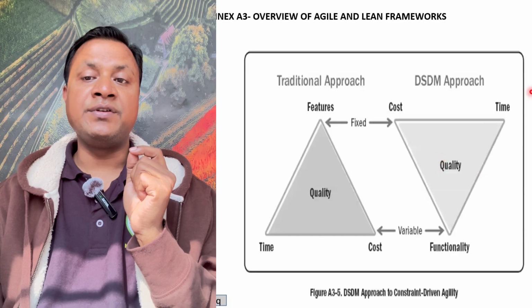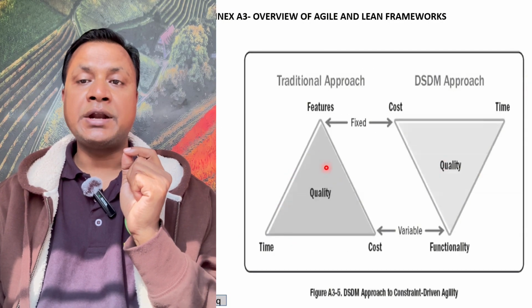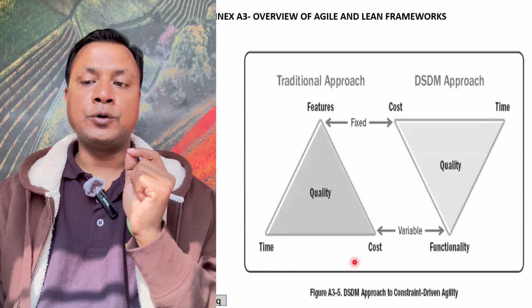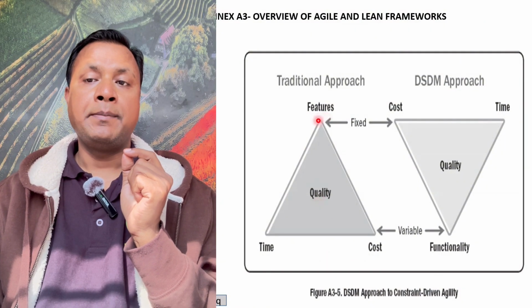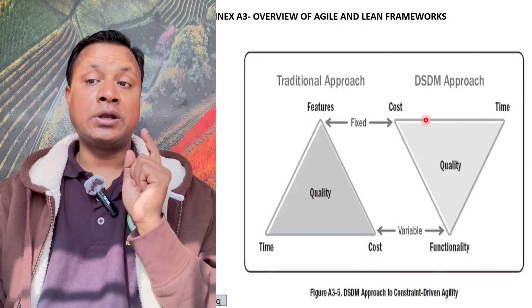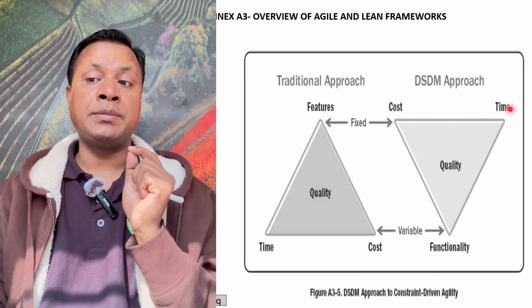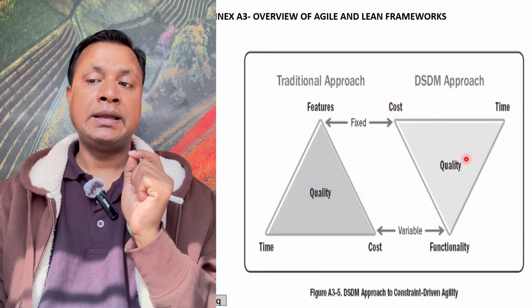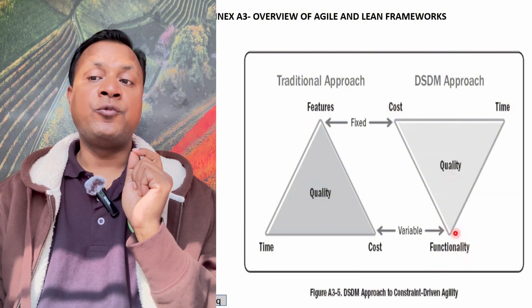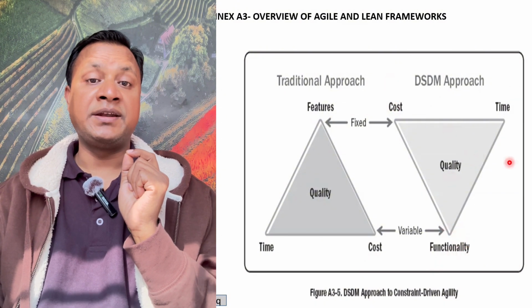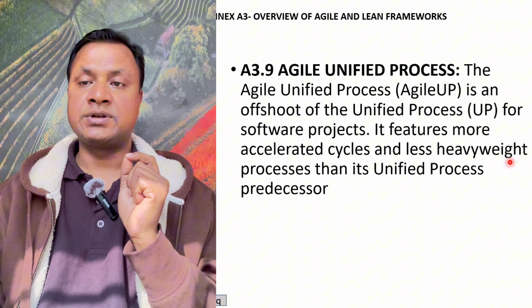So this is a figure here. Normally, traditionally we fix time, cost here and quality here, and we add the feature. But in the DSDM approach, you are actually first focusing on cost, time, and quality. The main focus is on cost, time, quality. And then you will do your functions focusing on this constraint, maintaining this constraint.